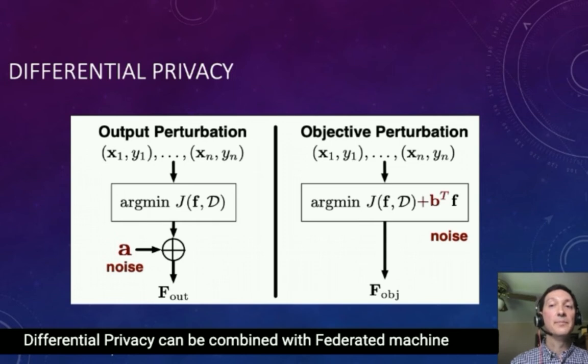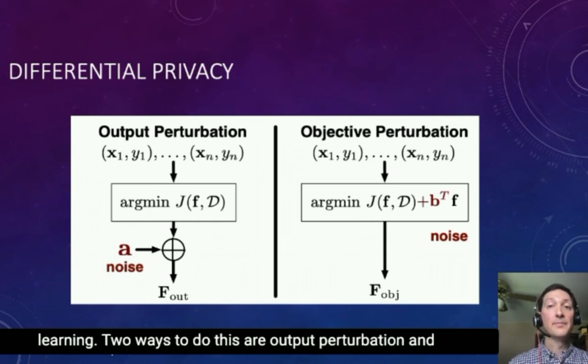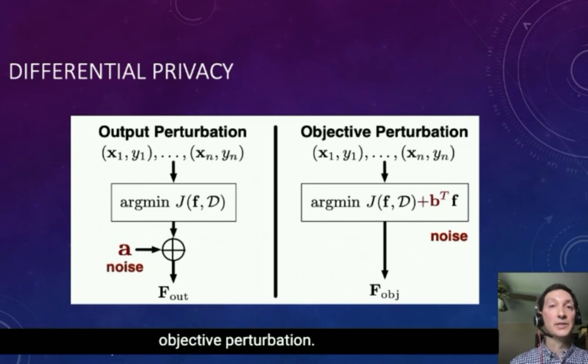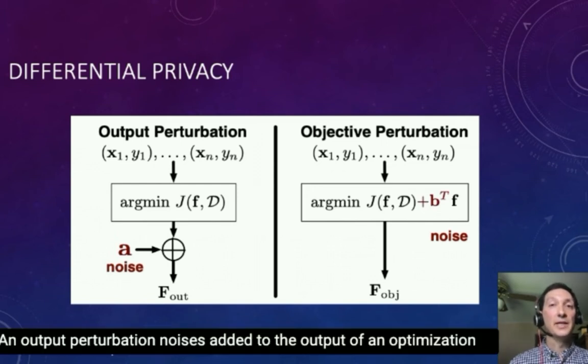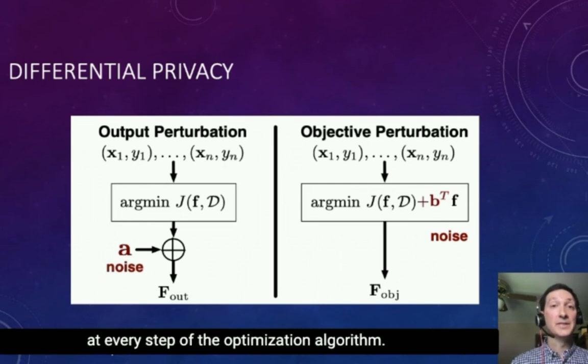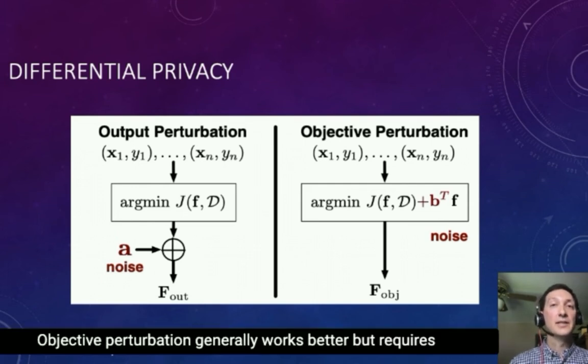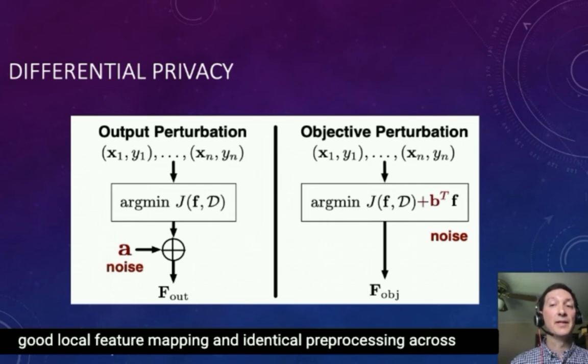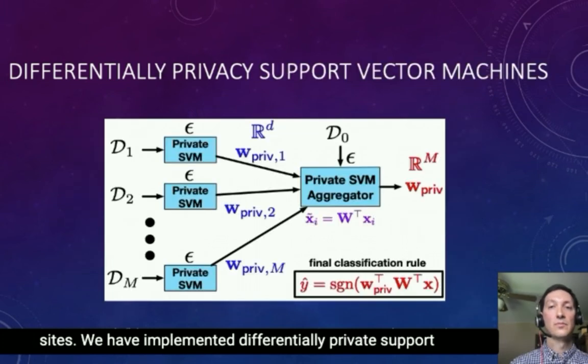Differential privacy can be combined with federated machine learning. Two ways to do this are output perturbation and objective perturbation. In output perturbation, noise is added to the output of an optimization algorithm, whereas in objective perturbation, noise is added at every step of the optimization algorithm. Objective perturbation generally works better but requires good local feature mapping and identical pre-processing across sites.